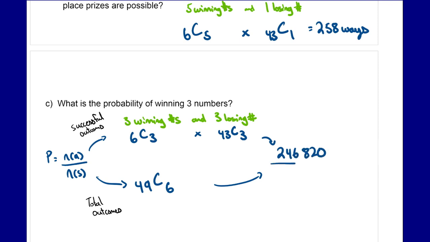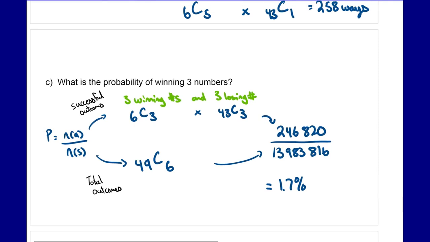246,820 ways to get 3 numbers correct, divided by the 13,983,816. We end up with a 1.7%. So there's a 1.7% chance of winning 3 numbers. Again, you might say, well, that's extremely small. Why am I even going to bother playing the lottery? And you would be correct. That would be a valid reason.